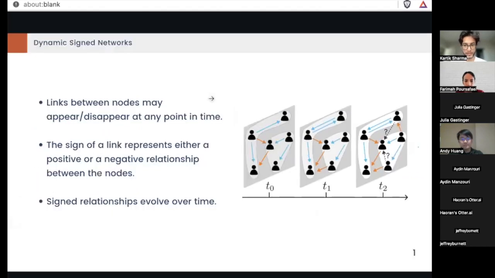So what do we mean by dynamic sign networks? It's characterized by two features: one is dynamic, the other is signed. Links can appear or disappear at any point in time between any pair of nodes. And each link is signed, that is, the sign represents a positive or a negative relationship between the nodes. We study both features together, that is, signed relationships that evolve over time.